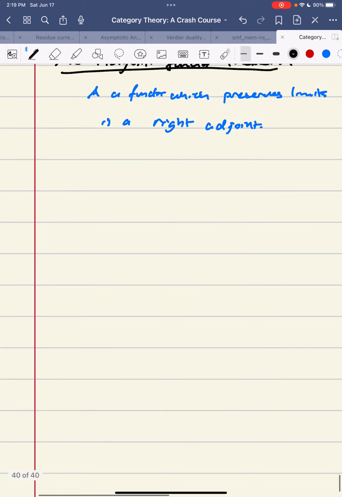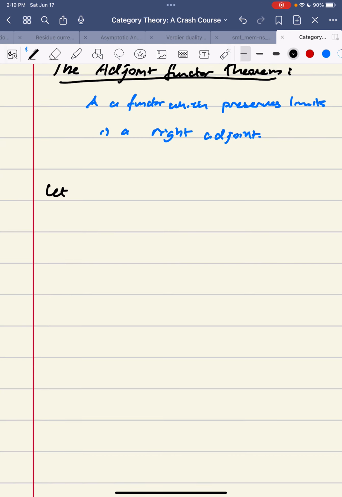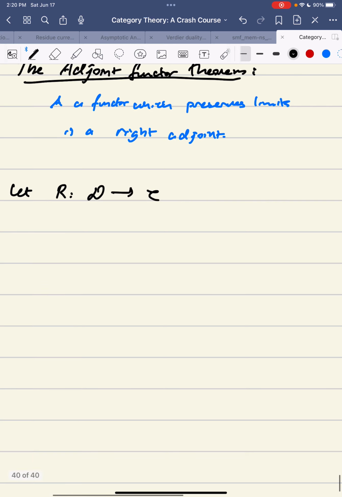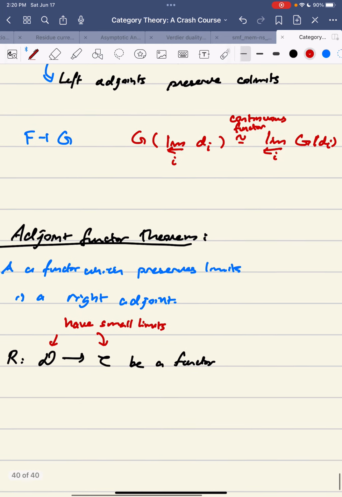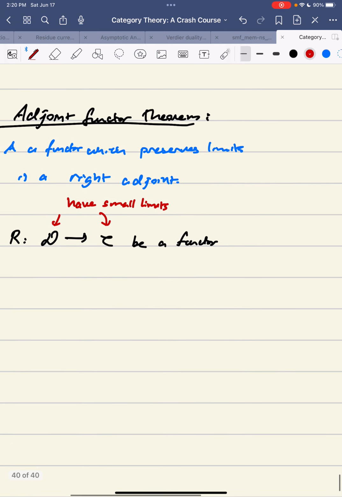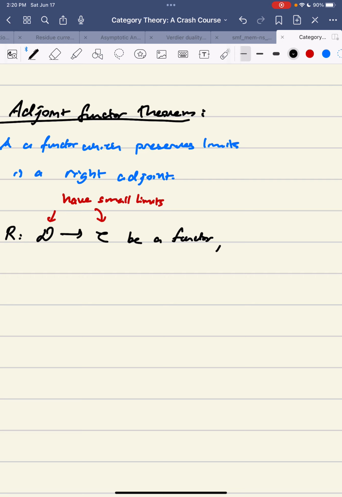So let's be more specific. So let R from D to C be a functor. And I'm going to assume that D and C have all small limits. So I can take limits with impunity in both C and D, provided that I only ever index over a small category. And I'm going to assume that R is continuous, that it preserves limits.